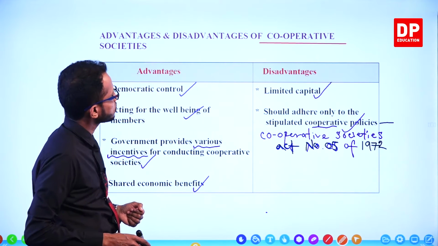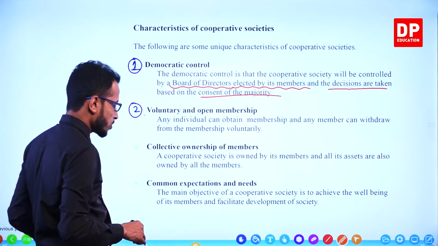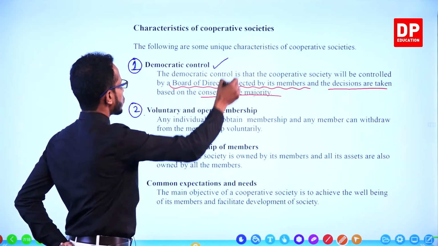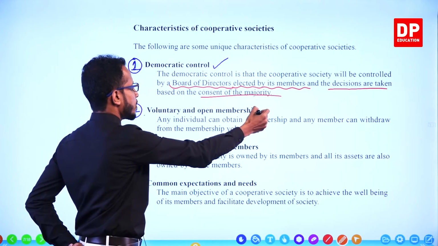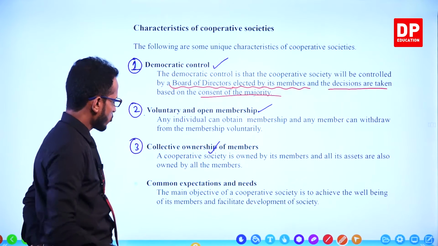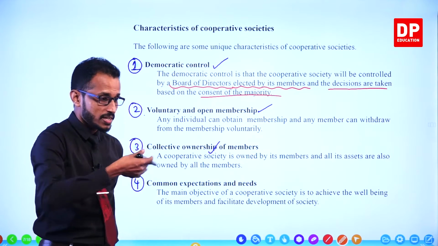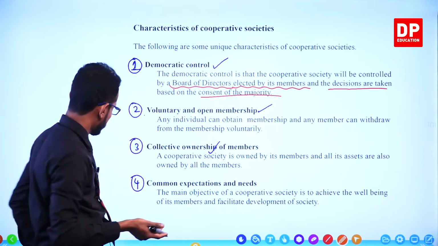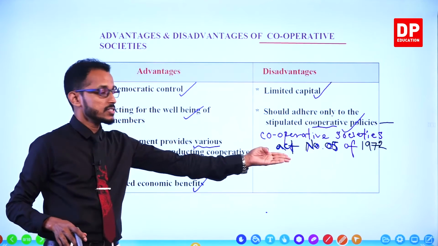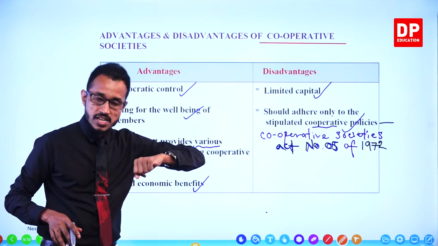Okay, children. That is about cooperative societies. We talked about how many features? Democratic control. Second, voluntary membership. Third, collective ownership. Fourth, common expectations or the expectation of social welfare. With that, features were done. Now, advantages and disadvantages are also done about cooperative societies.